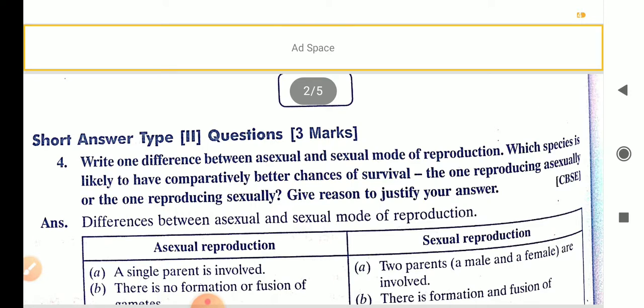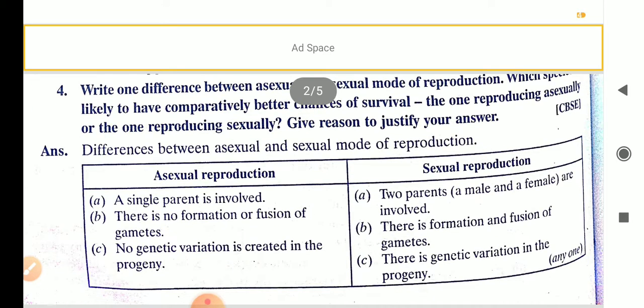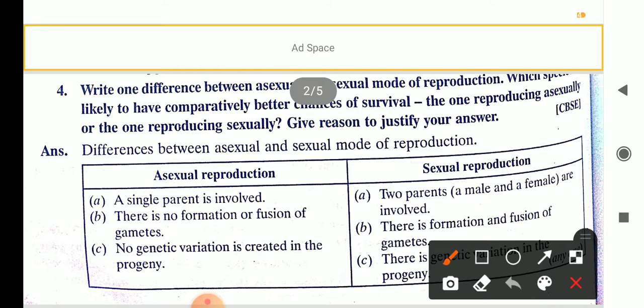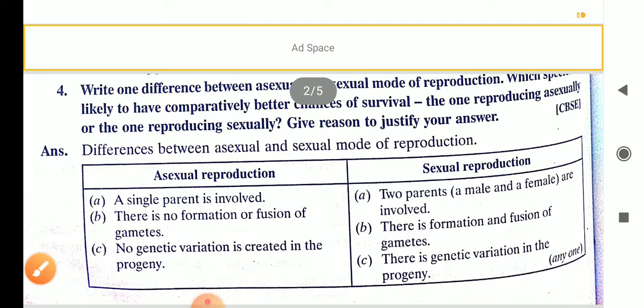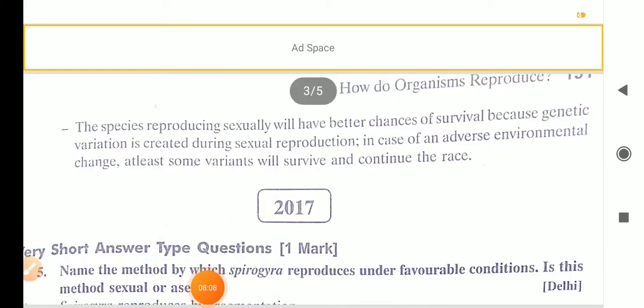Okay, now next, a short answer type question. These are 3-mark questions, right? The difference between asexual and sexual modes of reproduction. Which species is likely to have a comparatively better chance of survival, the one reproducing asexually or the one reproducing sexually? Give the reason to justify your answer. First we will write the differences, 3 differences. In asexual reproduction a single parent is required, here 2 parents. In asexual reproduction there is no fusion of gametes, and here fusion of the gametes takes place. And third, we can say no genetic variation in asexual reproduction, and in sexual reproduction genetic variations take place, right?